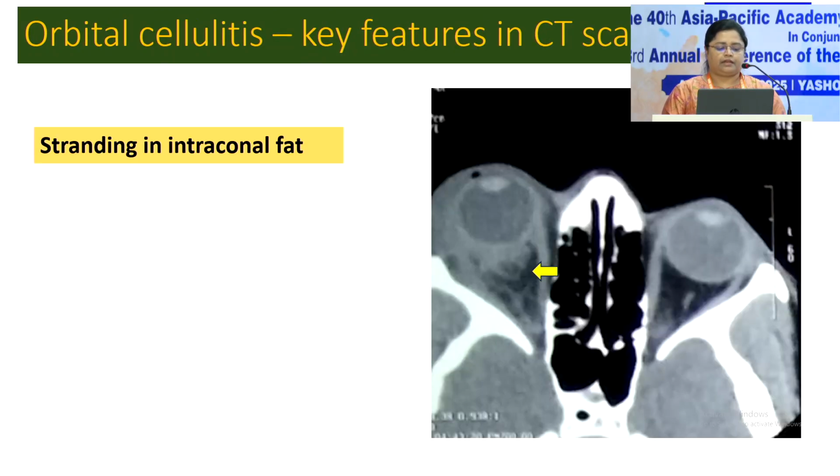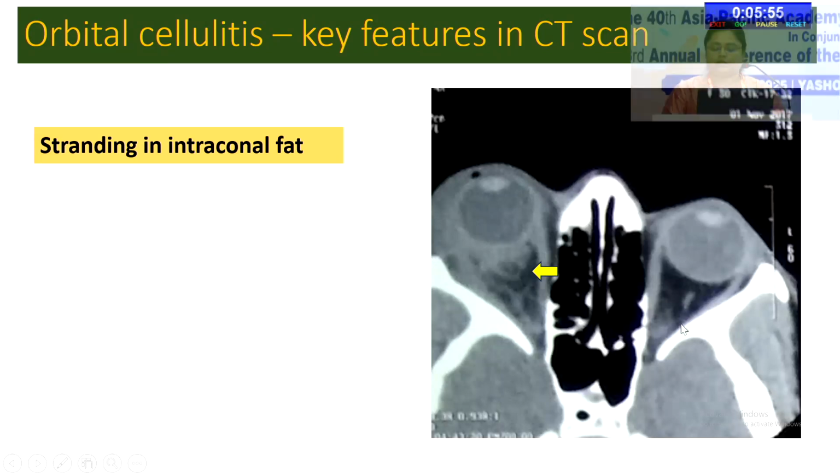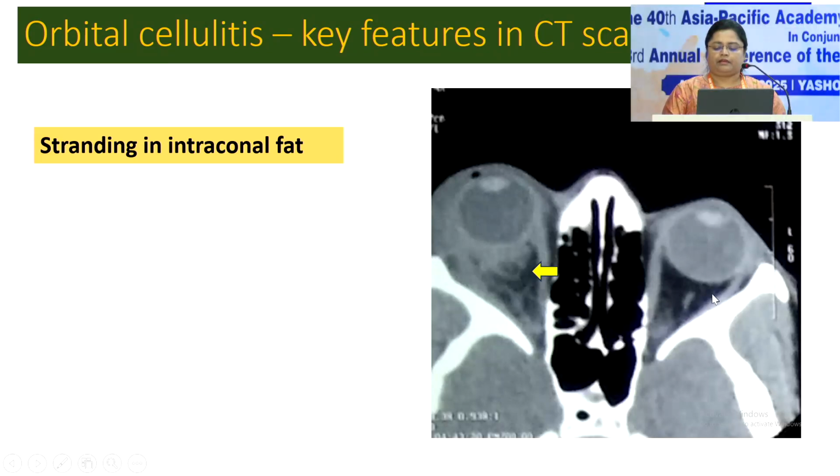Next point is stranding of intraconal fat. In a normal orbit, you can see this black area. This is a normal intraconal fat. However, in orbital inflammation, especially orbital infections, there is some reticular pattern of enhancement.